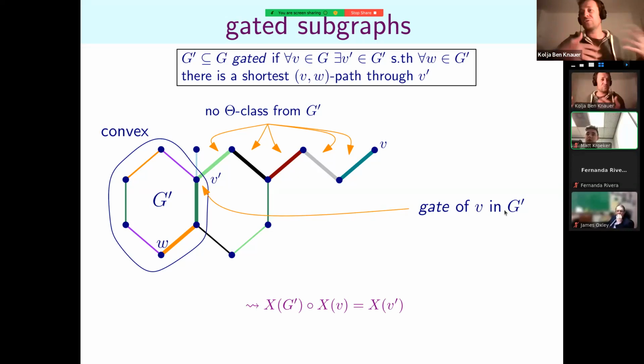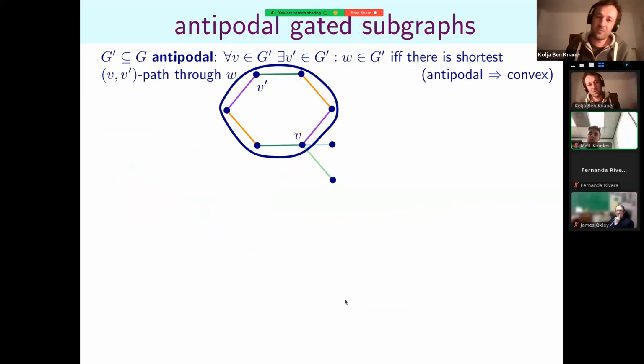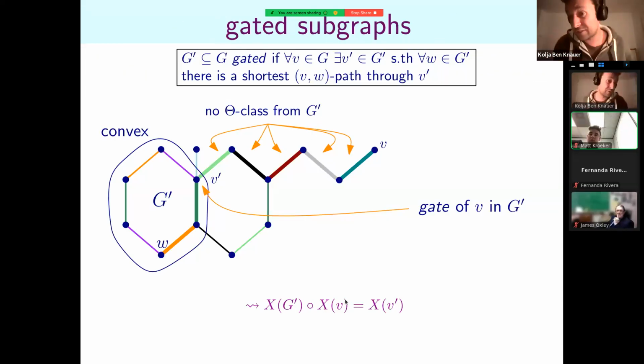And if you translate it to the sign vectors assigned to these convex sets, it just means that the composition of the sign vector assigned to this convex subgraph with the sign vector assigned to this vertex is also a vertex, exactly the gate. So this is already a hint: we have this composition operation which needs to be satisfied by our covectors.